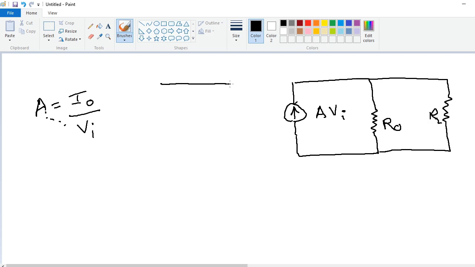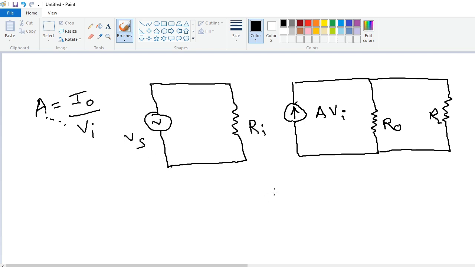Now the input side. The input resistance is represented by RI. In series mixing, voltage is affected. That's why Vs is connected. Now coming to the feedback network, beta.